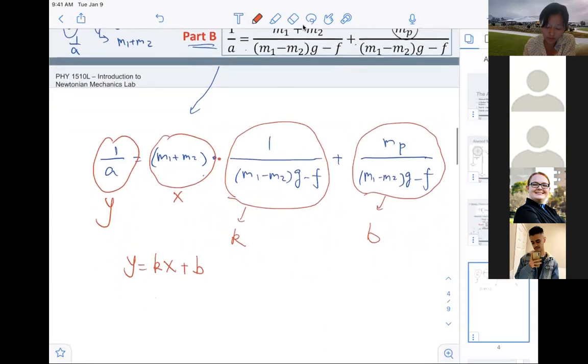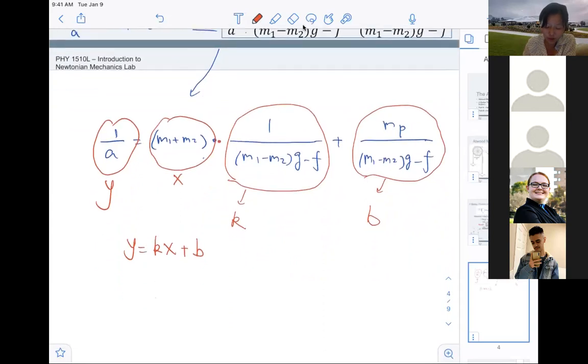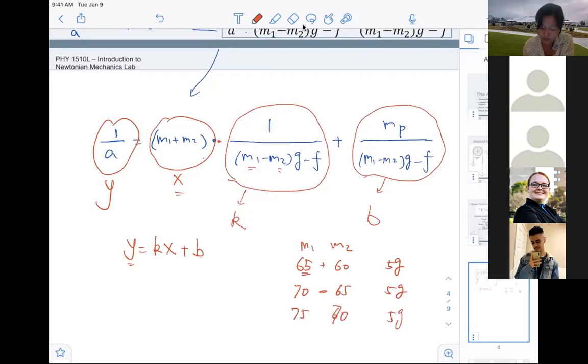So we measure, again, we measure our acceleration using the photo gate, and we vary our x's. We keep the difference between them a constant. So for example, we say m1 becomes 65 grams. This is 60, so the difference of them is 5 grams. And now we make them 70, 65. The difference is still 5 grams. 75, 70, still difference is 5 grams. But you can see the entire mass M1 plus M2 is increasing.